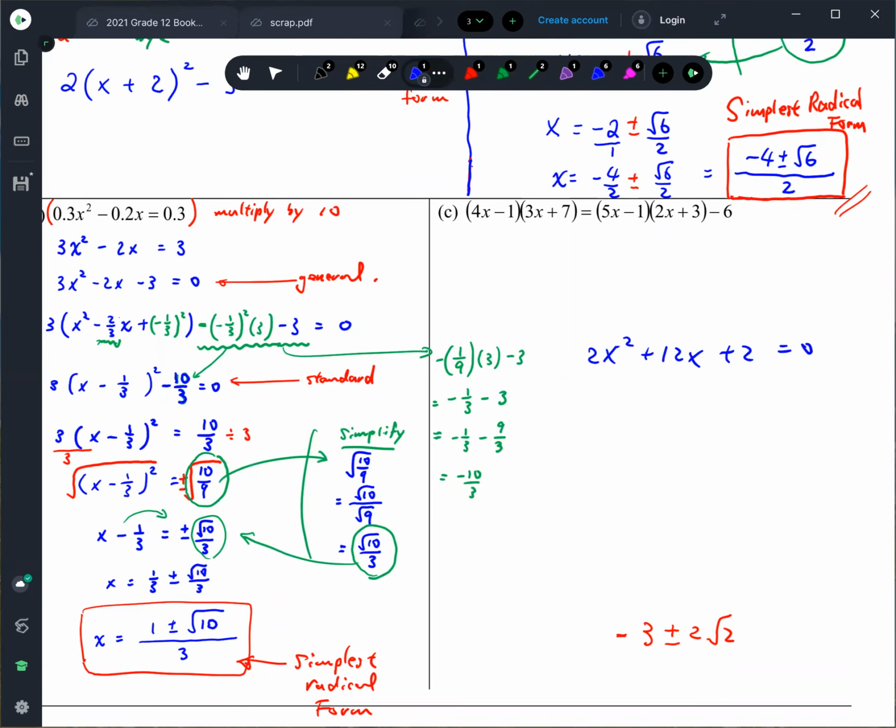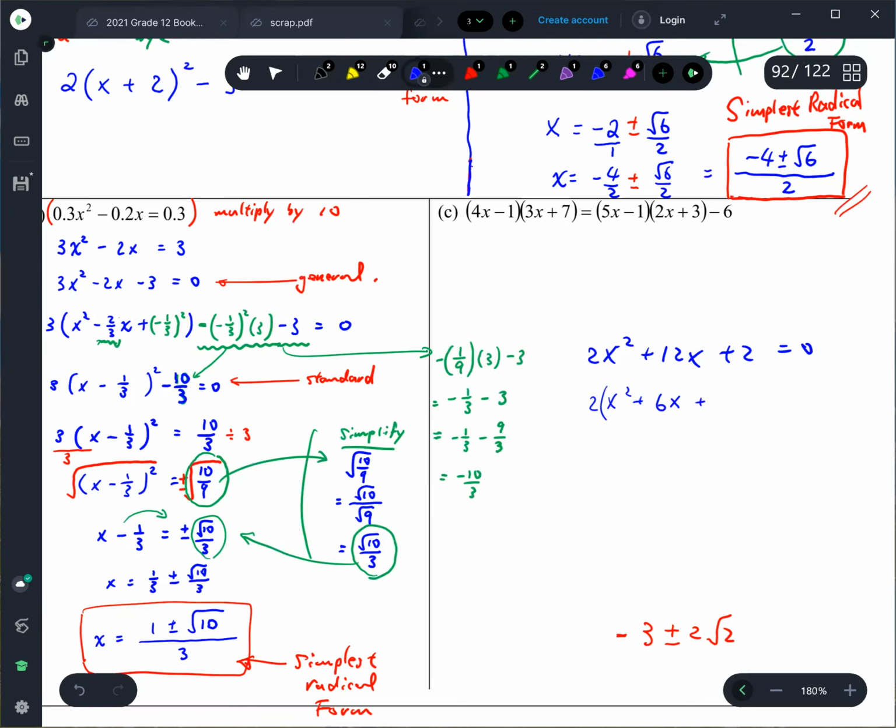Which way did you do? I divided everything by 2, except for the last number. So I did 2 brackets, x squared plus 6x, minus 3.